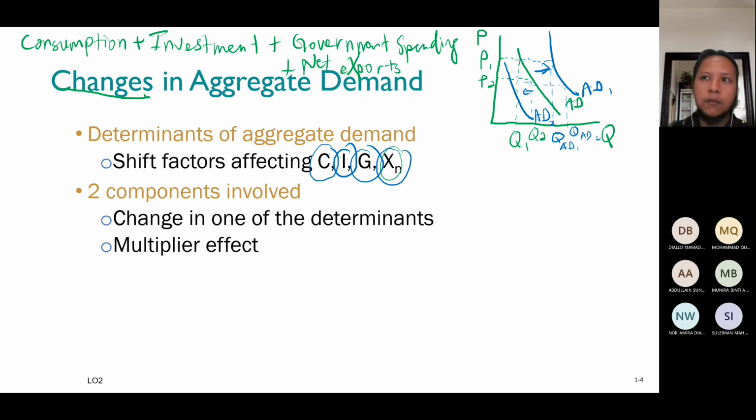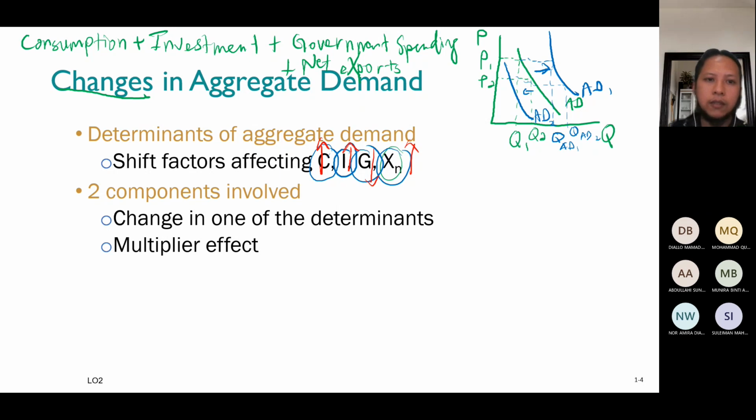In most cases, more than one component may change at the same time. So maybe there is an increase in consumption. At the same time, there is an increase in investment. However, there is a decrease in government spending, and there is an increase in net exports. So you have to calculate all of this, and basically this will determine the position of AD.